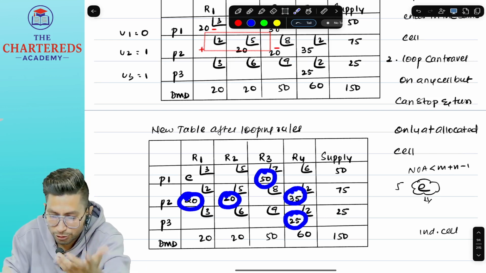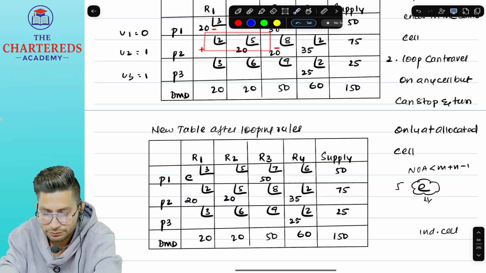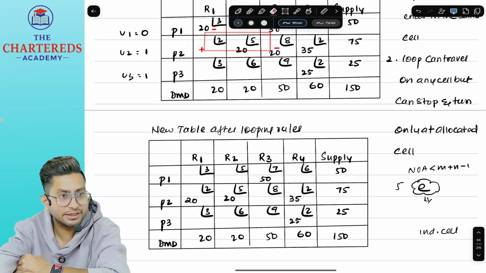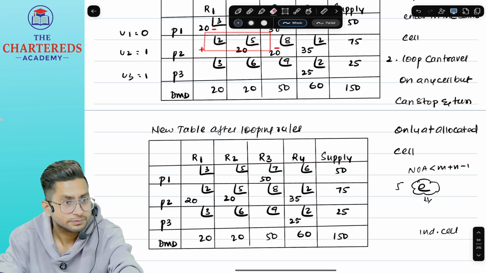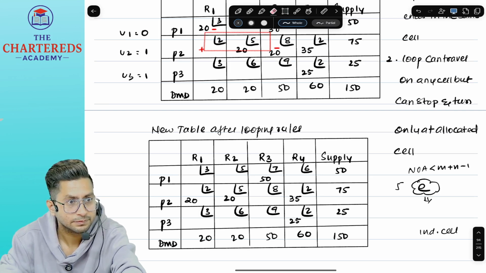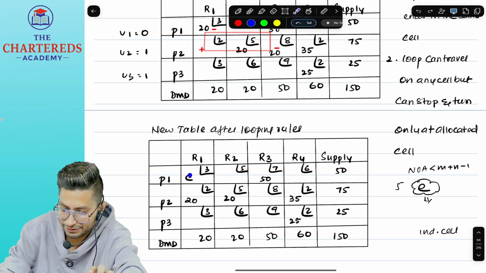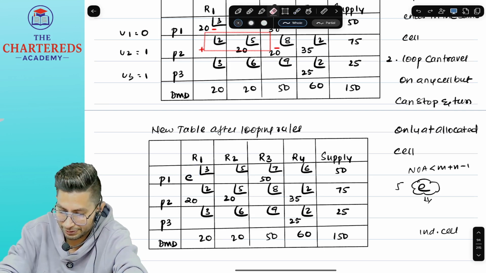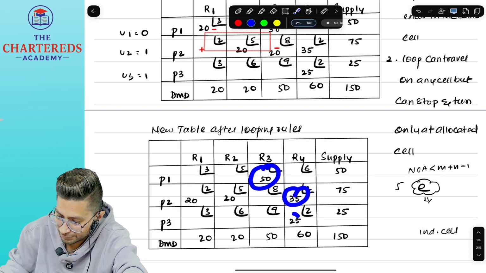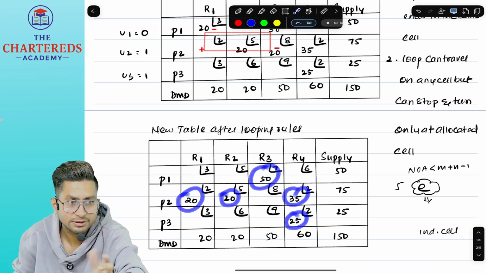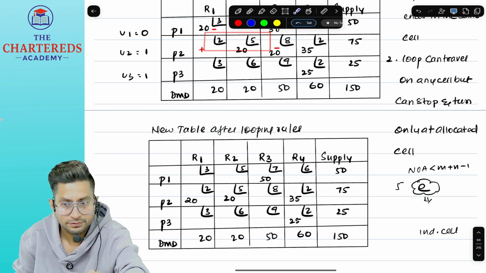Epsilon. But where do we create an epsilon? Unallocated? This I created before the problem. I am just removing it to show you now. How many allocations are there? But we need 6 allocations. Now where should I create?